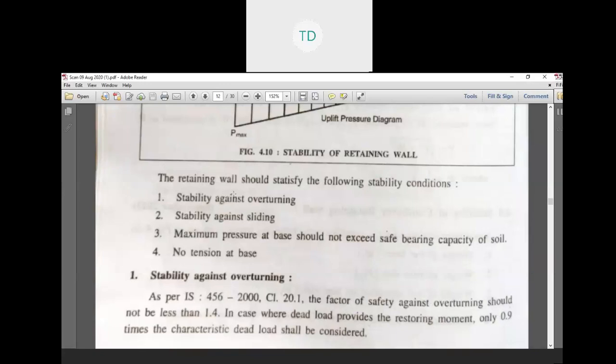The retaining wall should satisfy the following stability conditions: stability against overturning, stability against sliding, maximum pressure at base should not exceed the bearing capacity of soil, and no tension at base. First, stability against overturning.